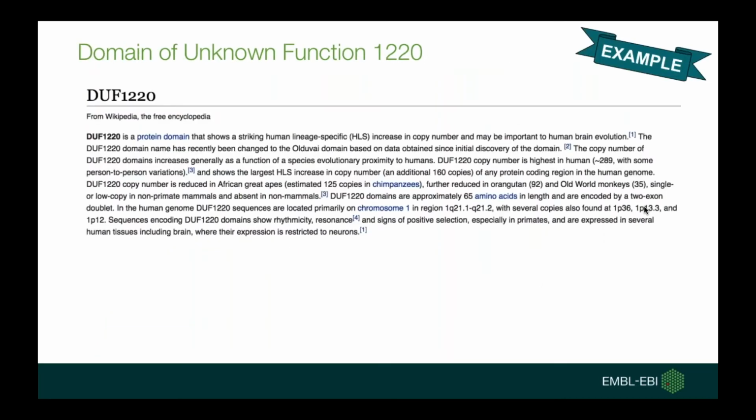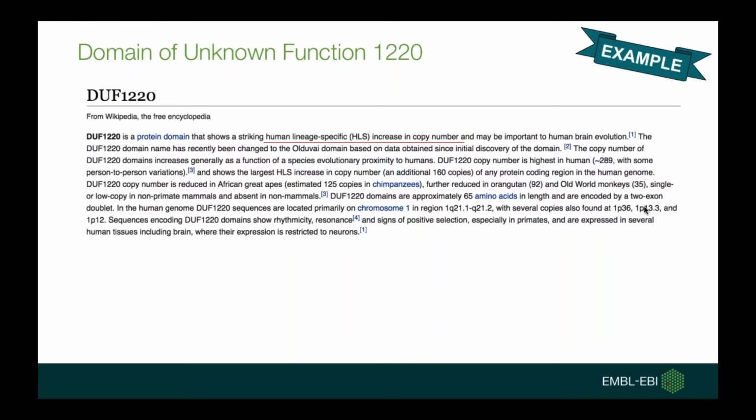So the example I'm going to be giving throughout the webinar would be a protein that contains a domain which is annotated as domain of unknown function 1220, and this DUF1220 has been reported to have a striking human lineage specific increase in copy number.